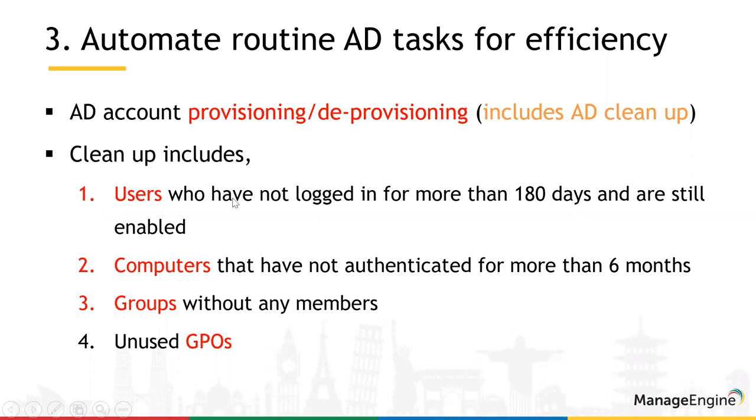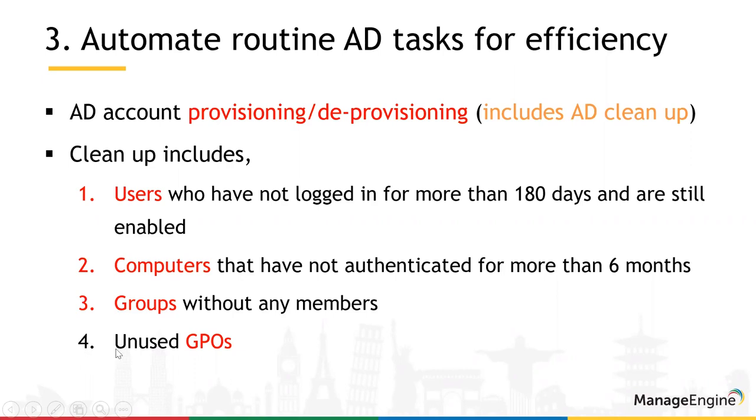Number 1, users who have not logged in for more than 180 days and are still enabled in your infrastructure, okay? That's part of cleanup. Number 2, computers that have not authenticated for more than 180 days or 6 months. Clean them up. Number 3, groups without any members. I mean, temp groups, test groups, if at all you have any, and if they are security groups, they need to be handled. So we are talking about cleaning up groups as well.